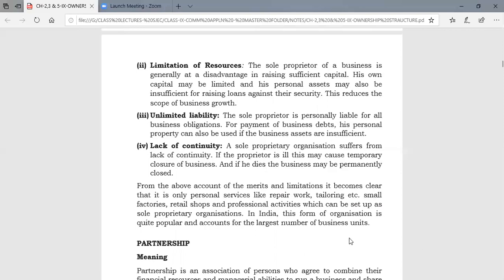So today, we have discussed the first form of organization structure, that is sole proprietorship business. In my next video, that is part 2, we'll discuss the second form of organization structure, that is partnership.